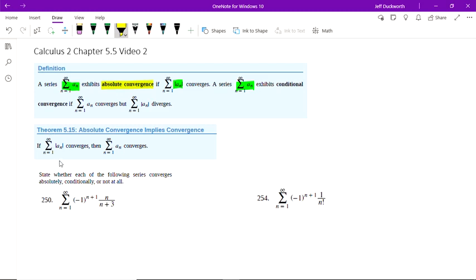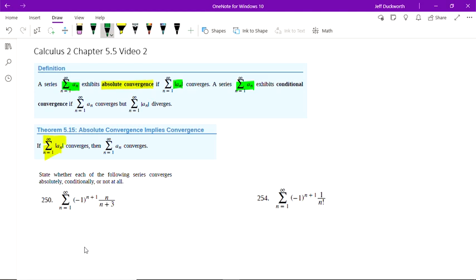They also give us another theorem. If you just find out that the absolute value of the sequence converges, then the whole thing converges. Now, let's take a look at these two problems here. Let's do 250 first. We did a similar problem in the previous video, but we're going to do this one first.